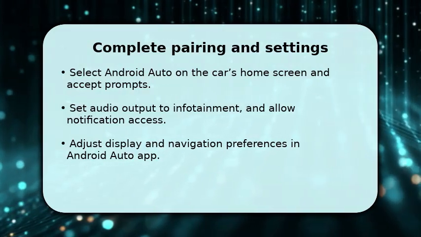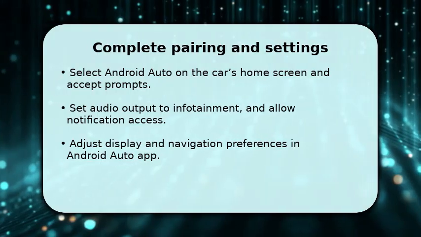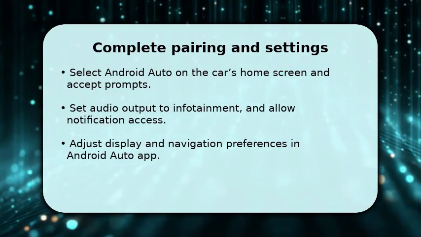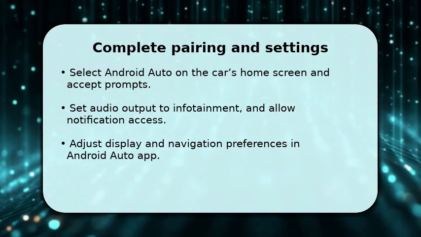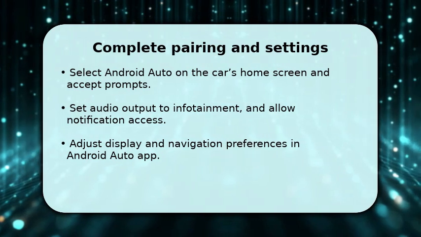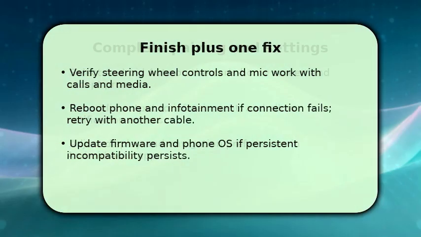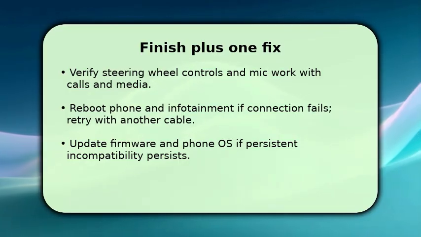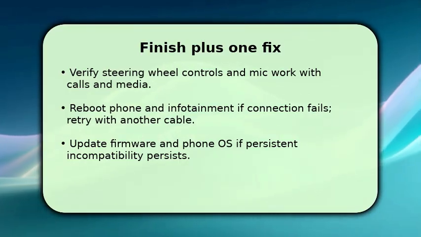In the Android Auto app, adjust display theme and navigation defaults so maps and apps open as you expect. Doing this avoids fumbling while driving and keeps your setup consistent. To finish, test that steering wheel controls and the built-in mic control media and calls. That confirms a full integration.